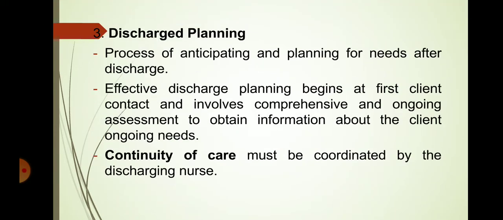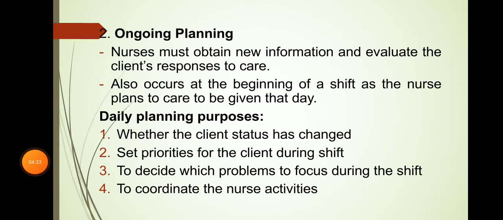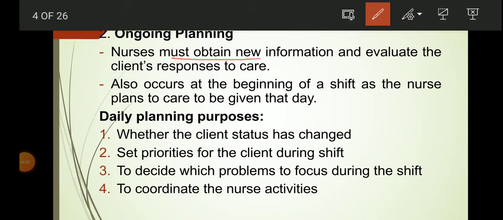The second one is ongoing planning. Nurses must obtain new information and evaluate the client's responses to care. For example, your patient suddenly stops breathing, or the most common, your patient is suffering from seizure, and then the doctors give diazepam or some anticonvulsant medication. Of course, you have to plan and evaluate if your intervention towards the client is effective or not. Because if not, you have to do the process again.